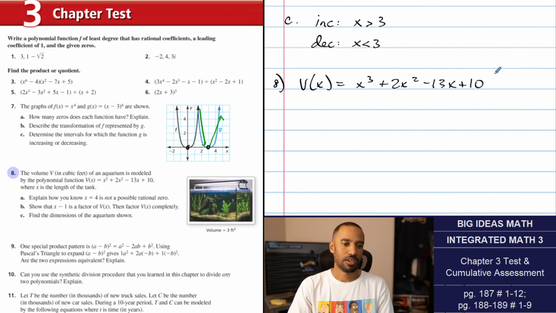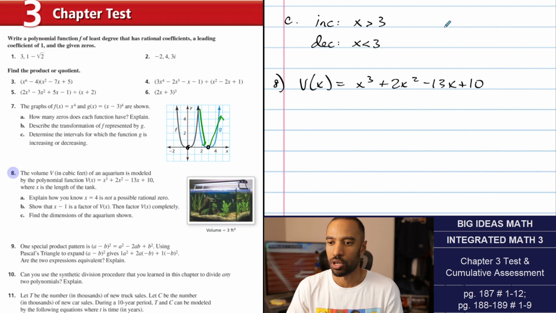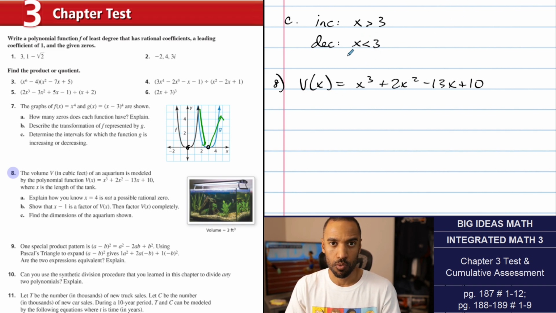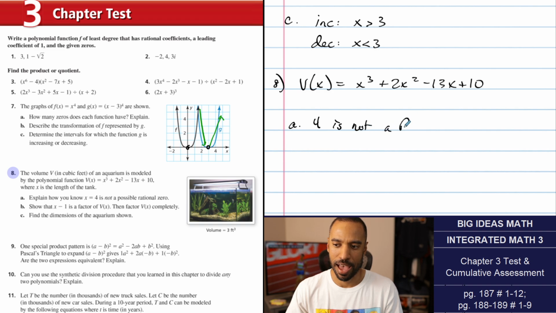Part A, explain how you know x equals 4 is not a possible rational zero. They're not even talking about testing it. They're saying what makes it not possible. So in part A, that's because it doesn't belong as your factors of p over q, factors of 10 over factors of 1. 4 is not a factor of 10 over 1.